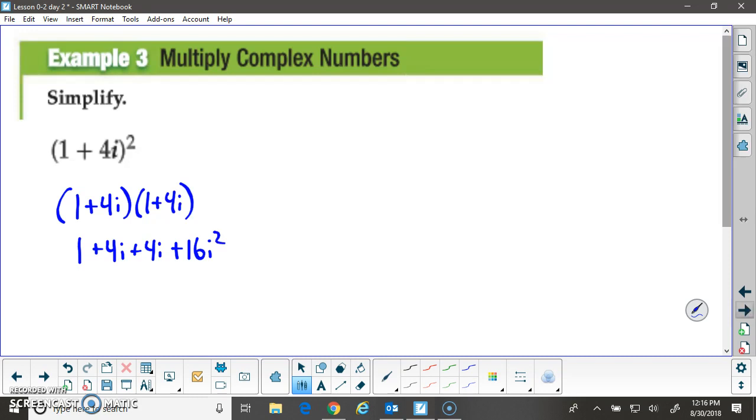And then after you FOIL it, you need to simplify it. So the middle two terms combine to give us an 8i. And then the last term, we can change that 16i squared into a -16 because i squared is equal to -1. This would then simplify into -15 plus 8i. And there is your simplified complex number after FOILing that binomial.